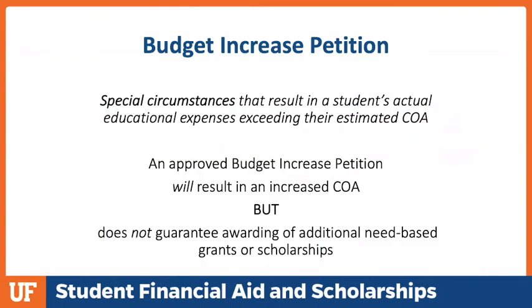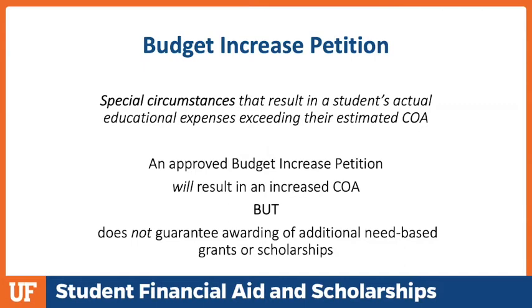This is when you would complete the budget increase petition. The budget increase petition reviews special circumstances that result in a student's actual educational expenses exceeding their estimated cost of attendance. Due to special circumstances, some students will experience higher expenses in their cost of attendance components than others. The budget increase petition allows our office to consider those expenses with the hope of increasing a corresponding cost of attendance component.